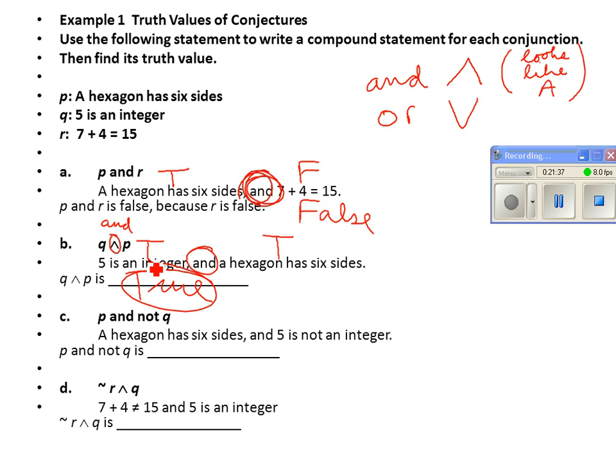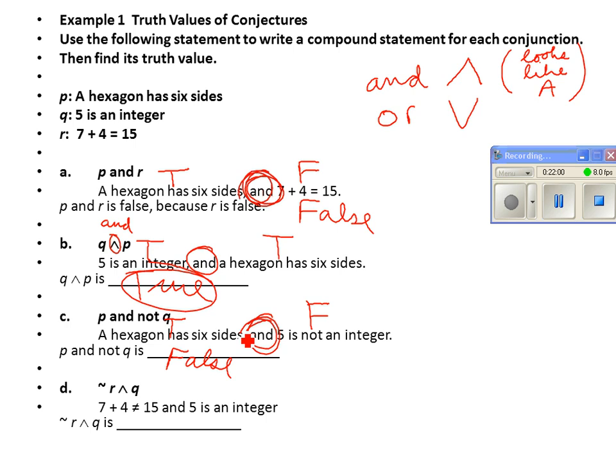Next one, P and not Q. A hexagon has 6 sides. Is that part true? Yeah. And 5 is not an integer. That's false. What's that tell us about the whole statement? False. How come it's false? Yeah. Use the and. It's got to be both parts true for the whole thing to be true.